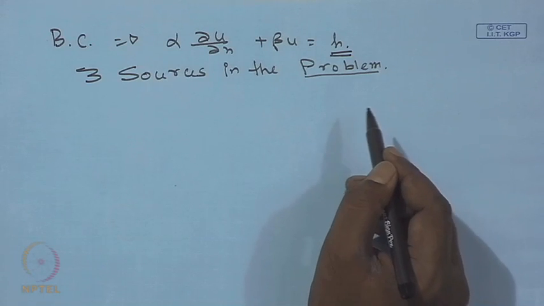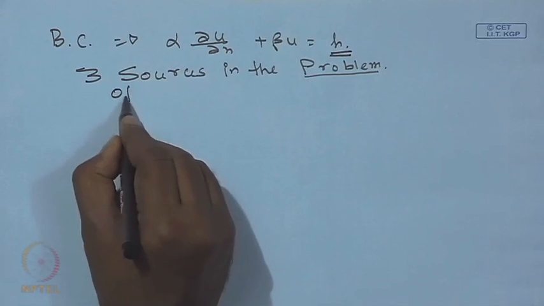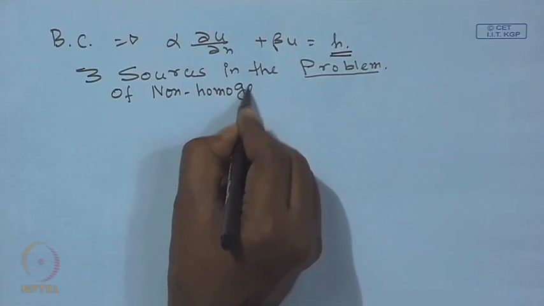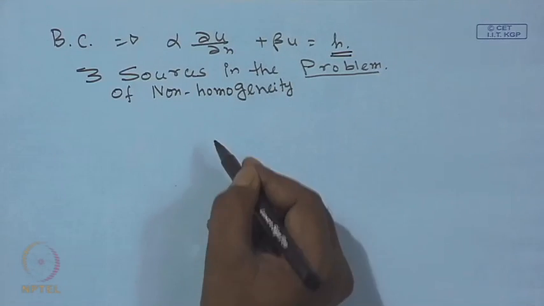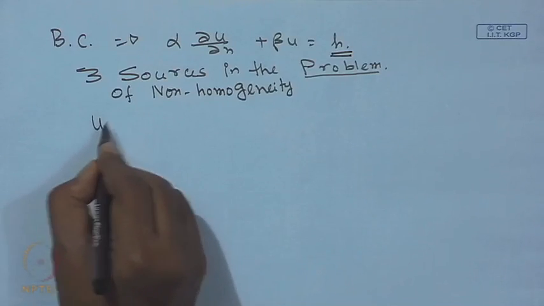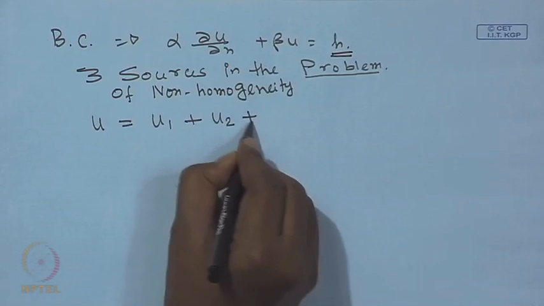On the other hand, the boundary conditions need not be satisfied throughout the volume. Boundary conditions are valid only on the boundaries, but the governing equation is valid throughout the whole control volume of the system. Now, since there are three sources of non-homogeneity in this problem, we divide this problem into three parts. So, we divide this problem into three solutions, u is equal to u1 plus u2 plus u3.